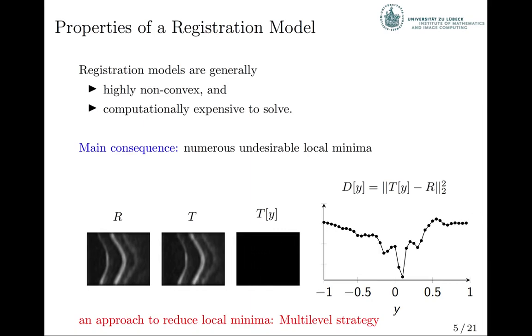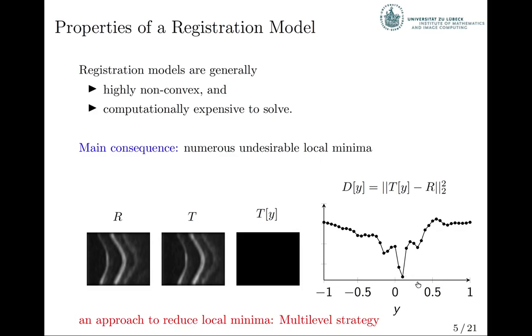As you see here, this objective function has a lot of local minima like this one, this one, this one, and this one. And this is our global minimum. So it might be possible that if we start from this location, our registration algorithm stops at this location and we are never able to reach the global minimum.